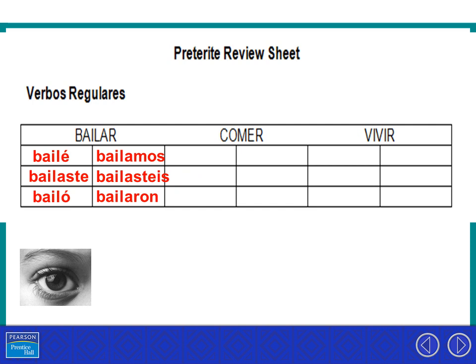So if you notice, anything after that L are going to be the endings for all regular AR verbs. Aste, ó, amos, astes, aron.